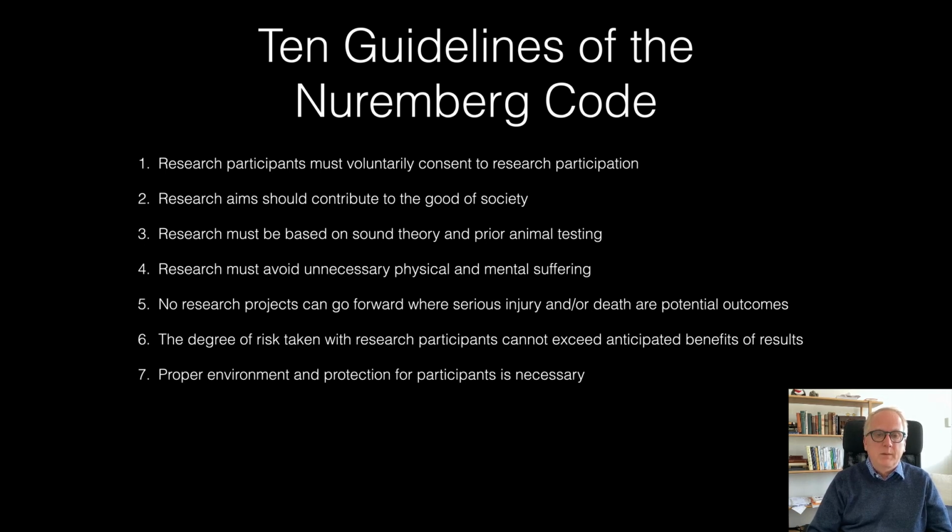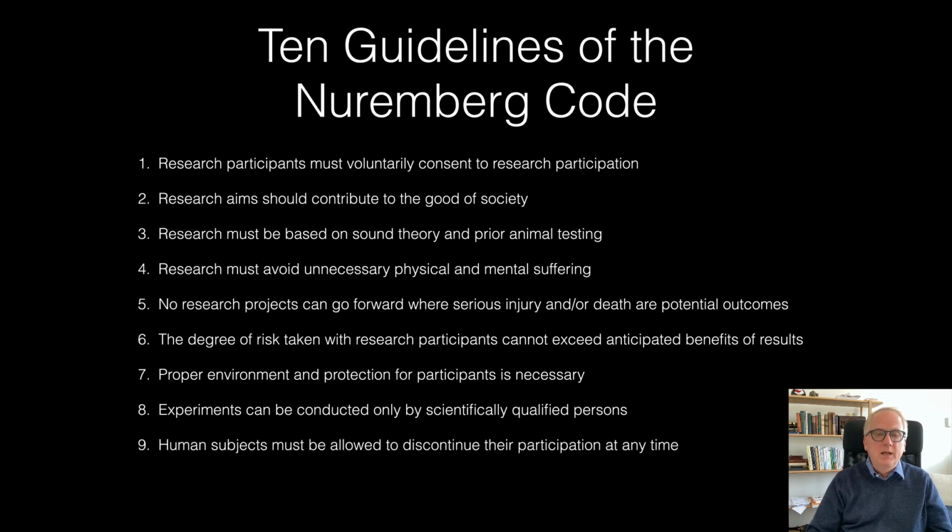Seven, that there should be proper environment and protection for the participants. This is necessary to make sure that they're safe. Eight, the experiments can be conducted only by scientifically qualified persons, so it should matter a lot who the people are that are actually conducting the research. Number nine, that human subjects must be allowed to discontinue their participation at any time. So they should be told at any time that they're in the study that if they don't want to continue, they can just stop and there won't be any ramifications, any harm to them if they decide to discontinue their participation.